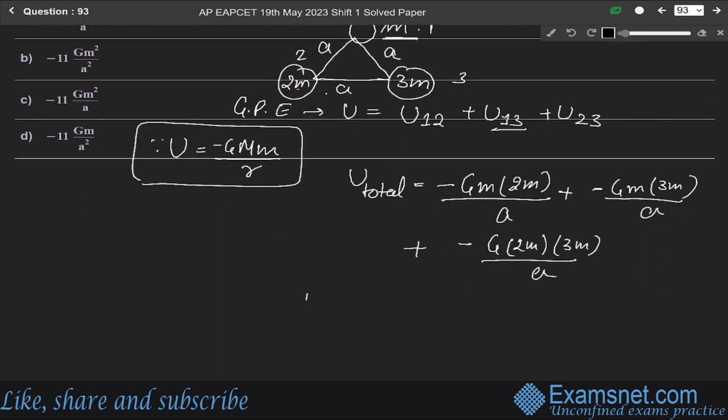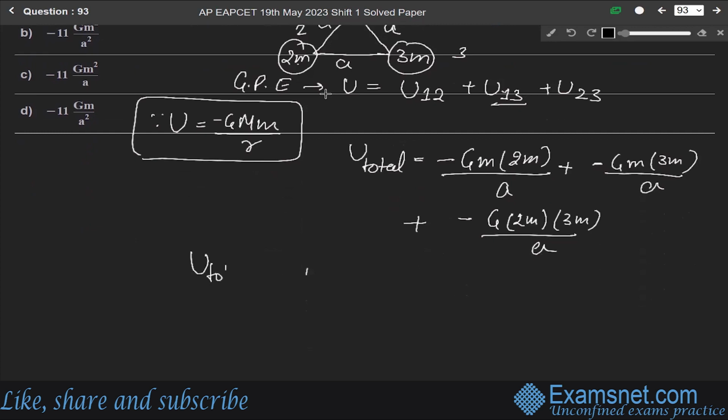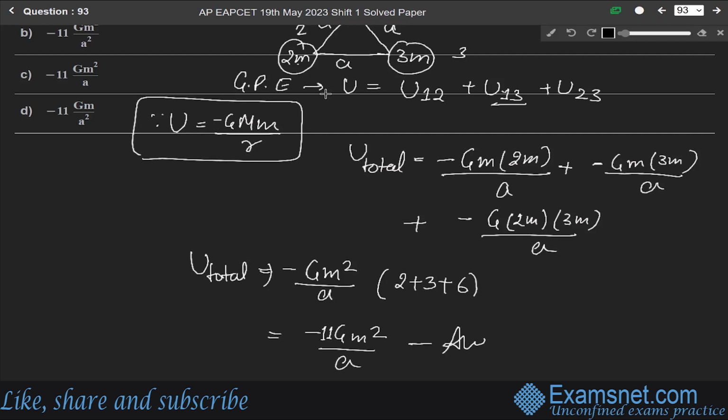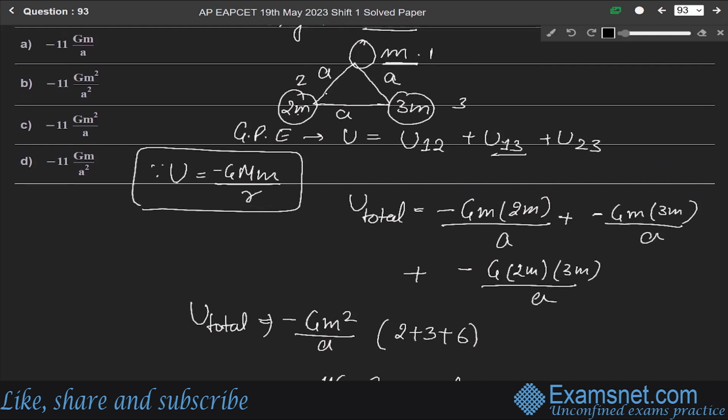Now solving it, we get the total potential energy U will be minus of G m square over a into 2 plus 3 plus 6. So it will be equal to minus 11 G m square over a. So this is our final answer, that is minus 11 G m square over a. Among these four options, C, that is minus 11 G m square over a, is the correct answer.